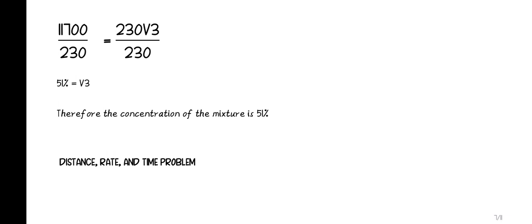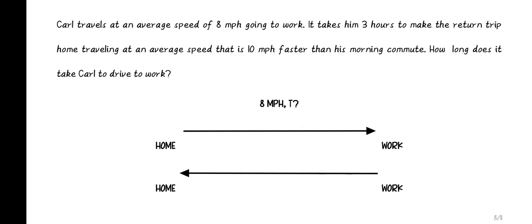Lastly, we move on to the next problem, which is the distance, rate, and time problem. So we have a problem here. It says, Carl travels at an average speed of 8 miles per hour going to work. It takes him 3 hours to make the return trip home, traveling at an average speed that is 10 miles per hour faster than his morning commute. How long does it take Carl to drive to work?